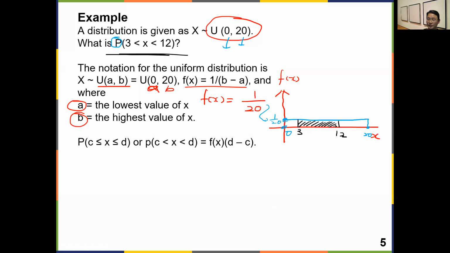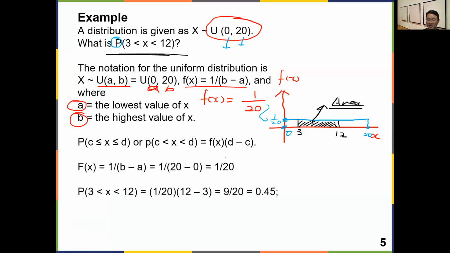So how do you figure out the area of this rectangle? Well, the base times the height, right? Base times the height. So the base is going to be the distance from here to here, which is going to be 12 minus 3, which is what? Which is 9, right? And this is the base.